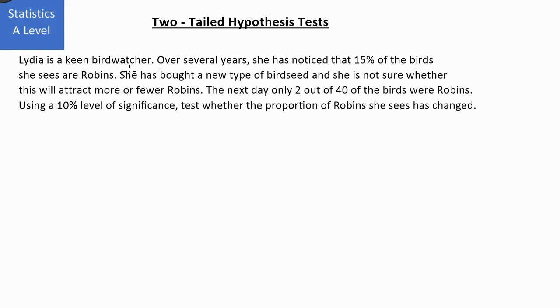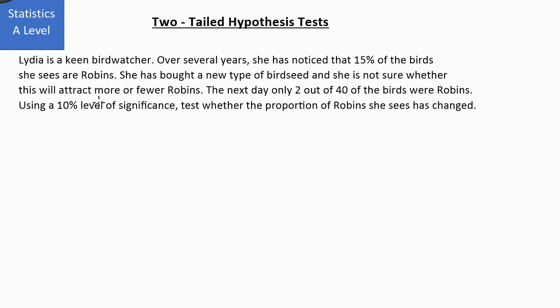Lydia is a keen bird watcher. Over several years, she has noticed that 15% of the birds she sees are robins. She has bought a new type of bird seed and she is not sure whether this will attract more or fewer robins. The next day, only 2 out of the 40 birds were robins. Using a 10% level of significance, test whether the proportion of robins she sees has changed.